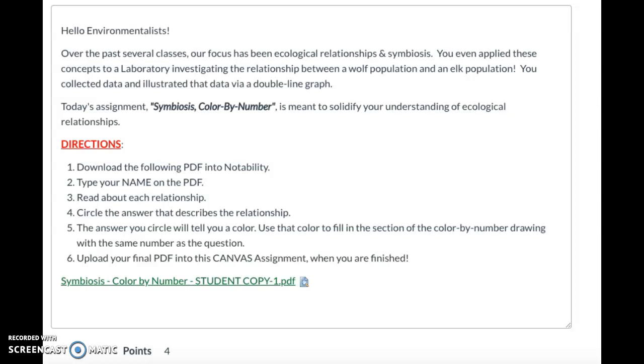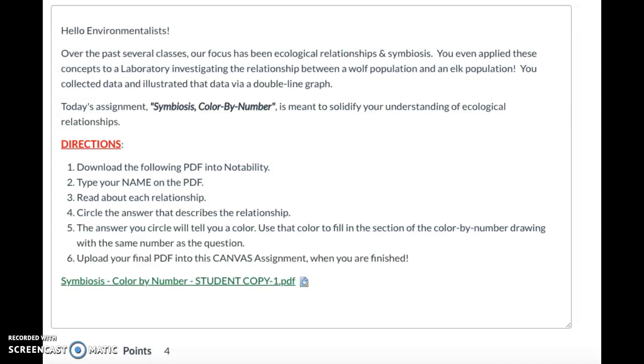First, you have to download the following PDF into Notability. Make sure you include your name on the PDF. Read about each relationship. Circle the answer that describes the relationship. The answer you circle will tell you the color to use.